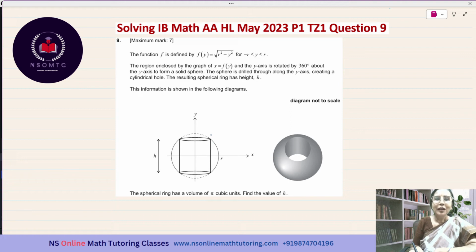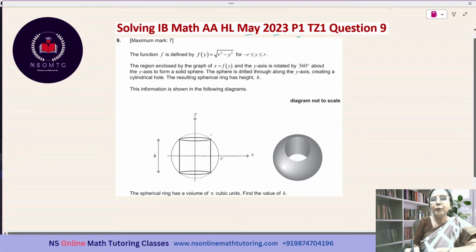Hello students, we are solving the IB Math EA AGL past paper questions, and currently we are solving the IB Math EA AGL May 2023 Paper 1 Time Zone 1 past paper. Today we will be solving question number 9 of this paper.